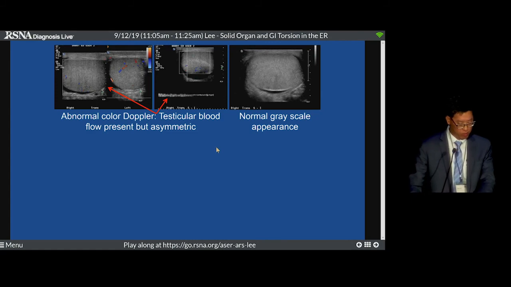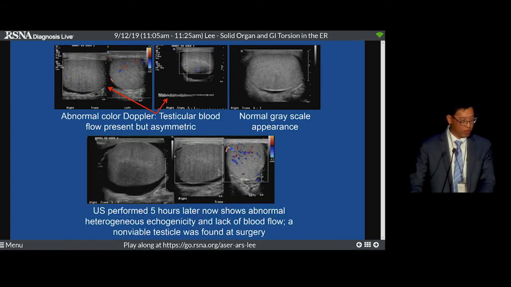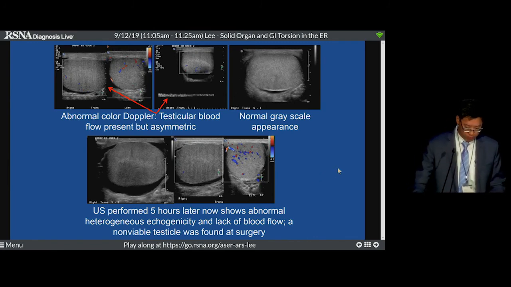And unfortunately, this patient was discharged, came back 5 hours later with this ultrasound, where you can see that there's completely a lack of blood flow now to that right testicle. And you can see the marked asymmetry of blood flow. Again, this is a reminder that we really need to use the Doppler for testicular torsion, in contradistinction to ovarian torsion.